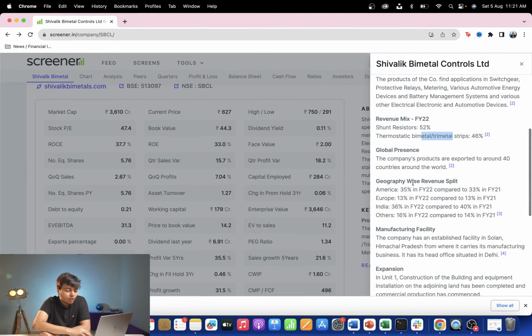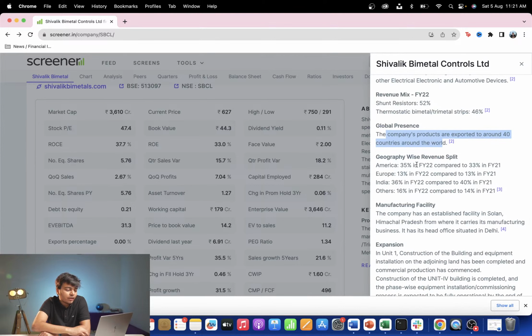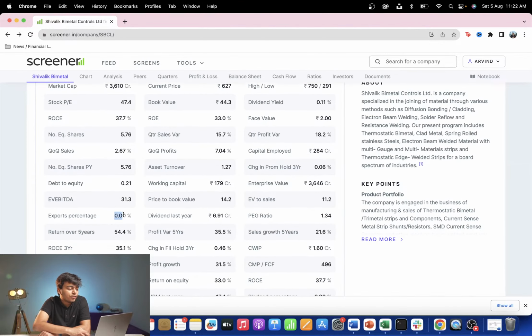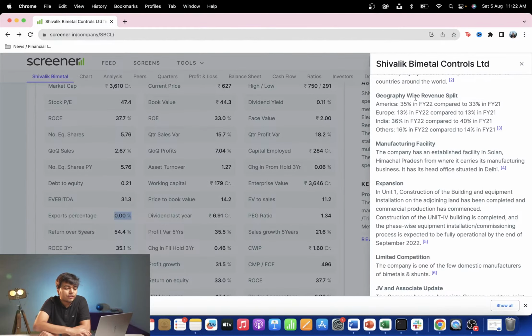Alright, so the company's products are exported to around 40 countries around the world. In terms of revenue split, in terms of exports, the company is exporting to America, Europe, India, and others. Now see, there's one interesting thing that we need to notice here. Export percentage is mentioned 0.0 here, but here the export percentage is mentioned 35, 13, 36 and 16.